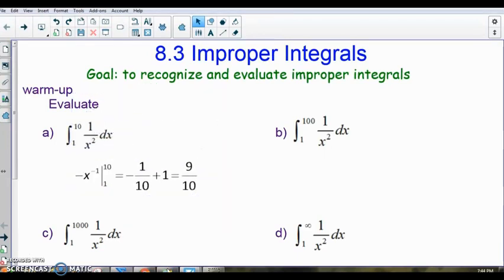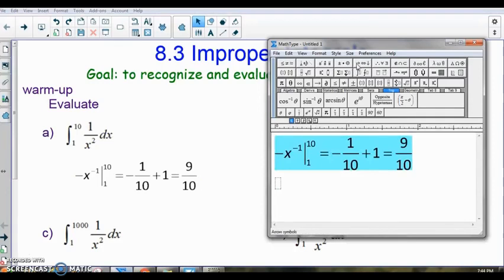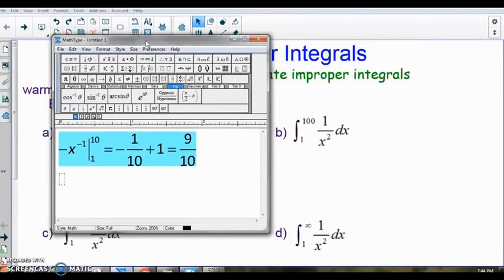All right, part B, a very similar problem. The only thing that has changed is that the top bound is 100 instead of 10. So if I change this to be 100, then my first fraction becomes 1 over 100, and my answer is now 99 over 100. So a similar answer to a similar problem.